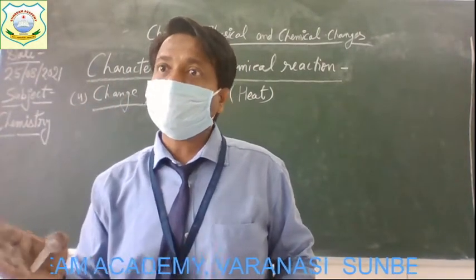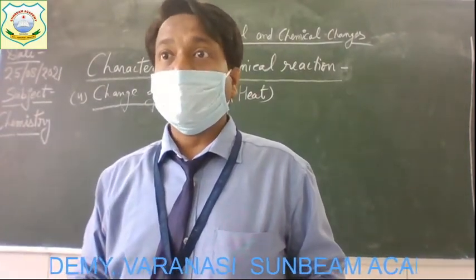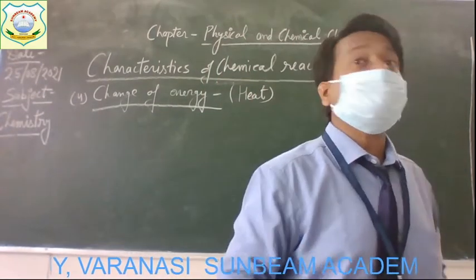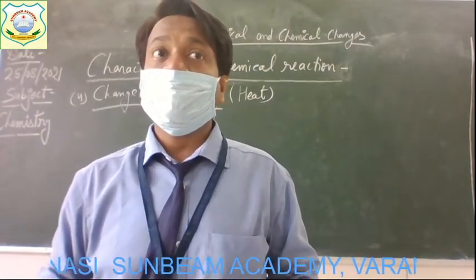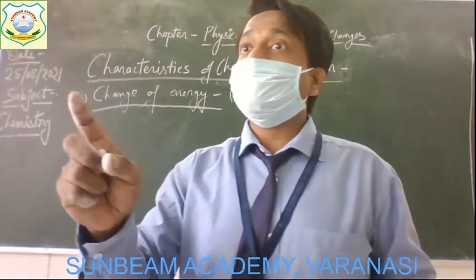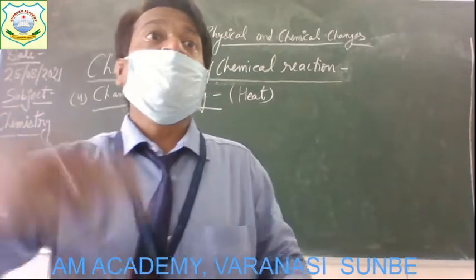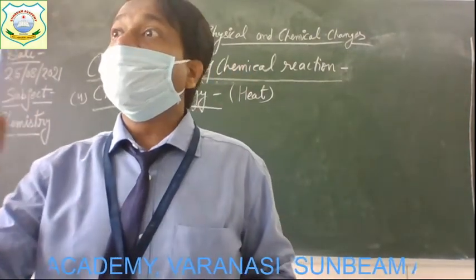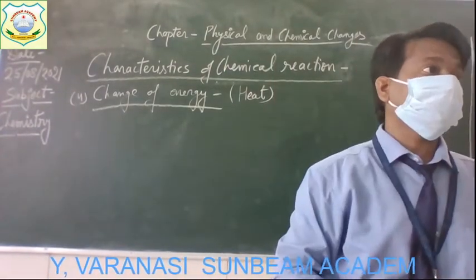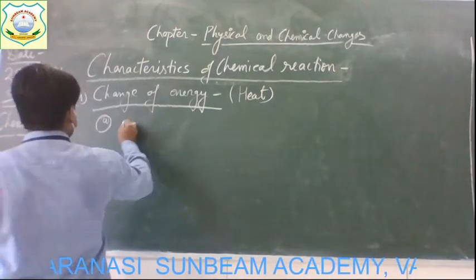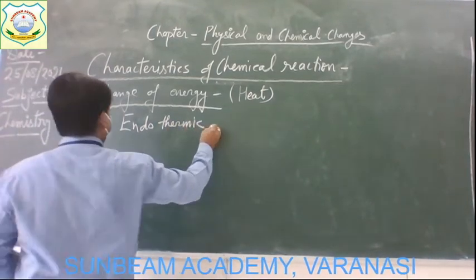In some of the chemical reactions, you observe that the heat energy is absorbed, and in some of the chemical reactions, you will observe that the heat energy is evolved or produced. Clear? Understood? On the basis of these two conditions, either absorption of heat energy or release of heat energy, the chemical reactions are categorized in two groups. And the first one is endothermic reactions.